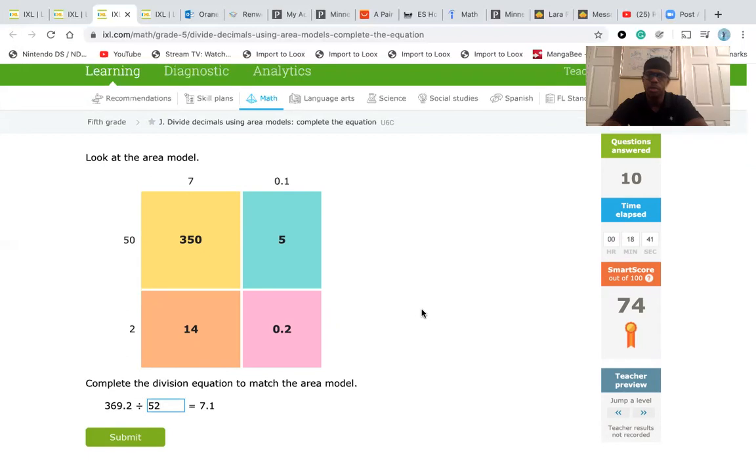According to the area model, we're either going to be dividing straightforward or using the inverse of the division to find out what the multiplication is. But I'm going to stop it there.